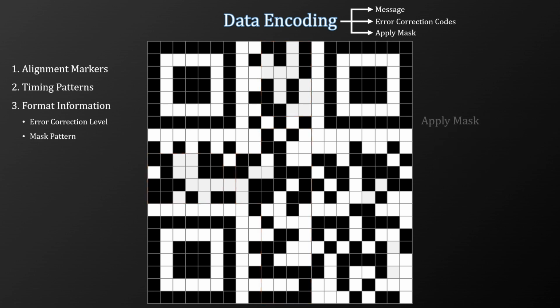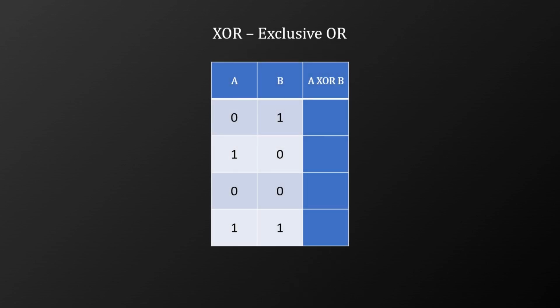Now it's time to apply the mask. This operation helps break up large clusters of identical colors, like this, ensuring the QR code remains scannable even on reflective surfaces or at odd angles. For this, we use a logical operation called XOR, or the exclusive OR. XOR is a binary operation that compares 2 bits and returns 1 if the bits are different, and 0 if the bits are the same.